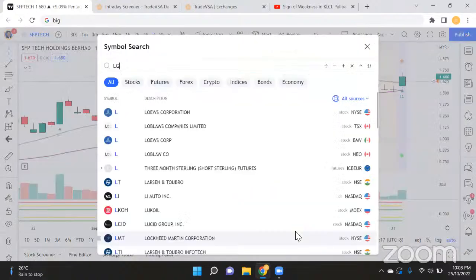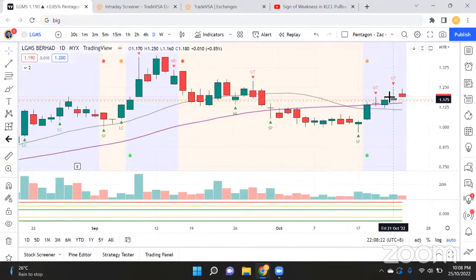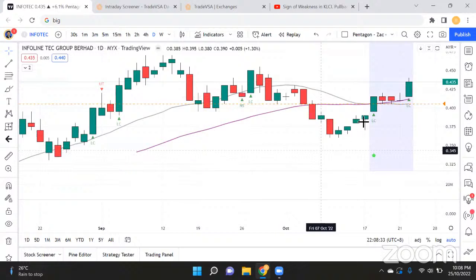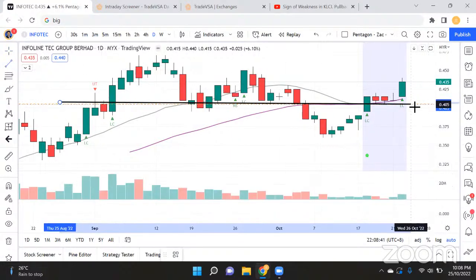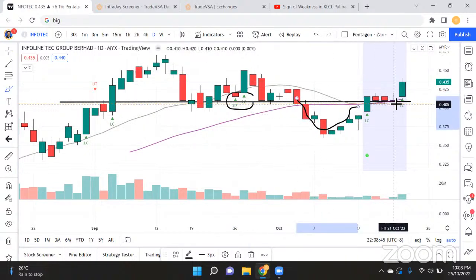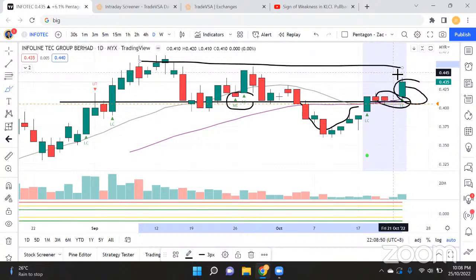So LGMS, even though today is a down bar, it's still holding above the UT. So this is like the overtake UTs. I still got some hope for them. Infotech, on the other hand, also made a pretty nice movement today, 6% up. Infotech is actually a shakeout counter. If you look here, we got NS as support, made a shakeout, a nice test, and now it looks like they are slowly heading into the resistance.